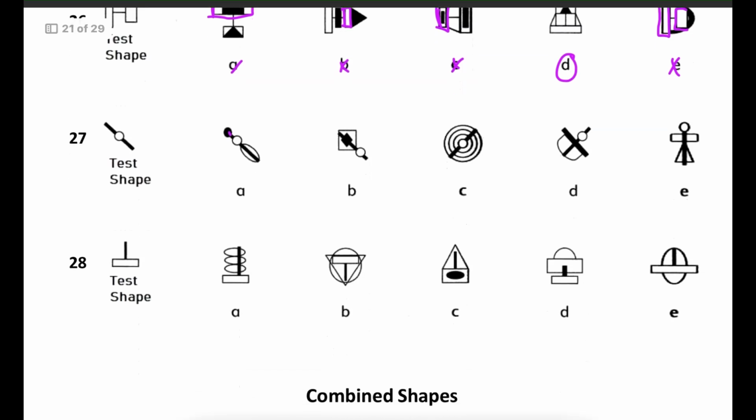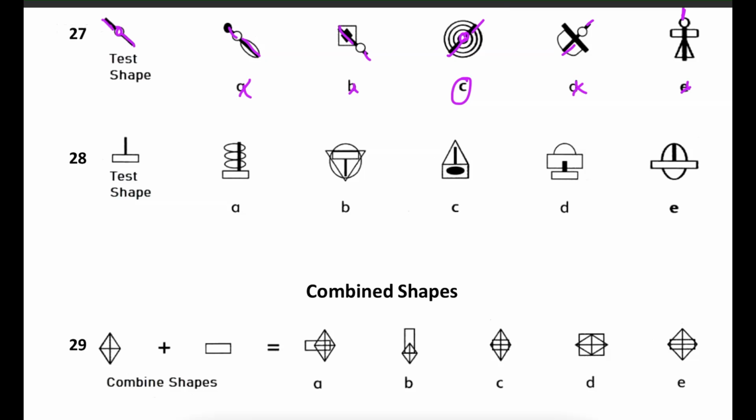Question 27. So we've got a circle, two black rectangles coming out that are equal in length. So not A because not equal, not B because they're not equal. So the answer is C here. So we've got the white circle with the black rectangles. Not D because these are not equal, and not E because there's none coming out of this side.